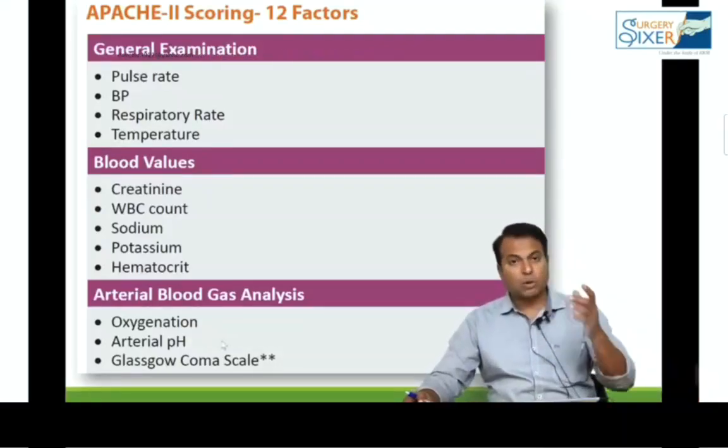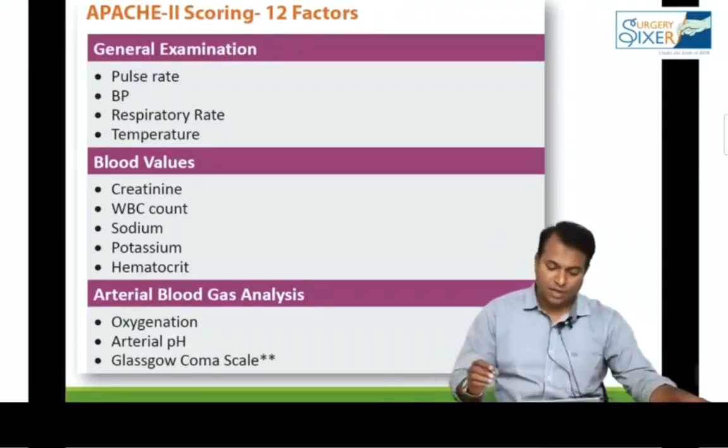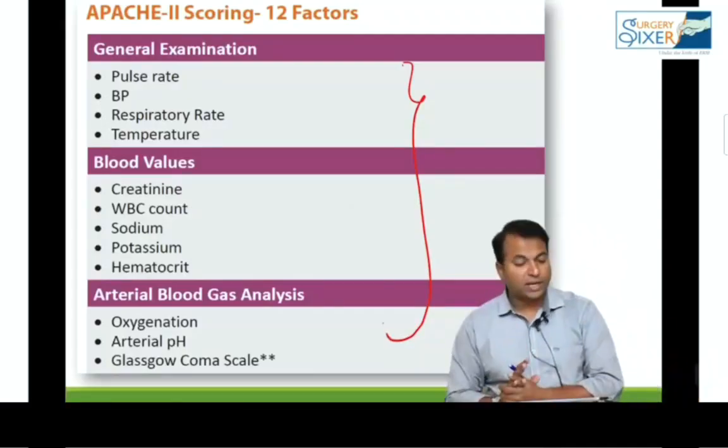So there is an APACHE scoring system with 12 factors. If you are able to remember, you can remember. It is there in your material, but I never read this because it is not asked in exams, even for super specialty. But these are just the 12 factors which are included in APACHE 2.